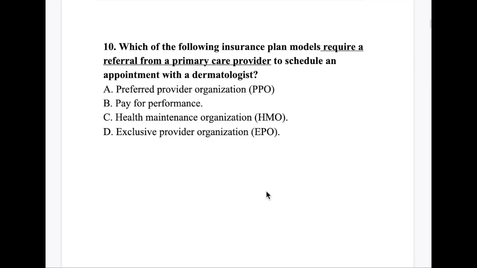Which of the following insurance plan models require a referral from a primary care provider to schedule an appointment with a dermatologist? The options are Preferred Provider Organization (PPO), Pay for Performance, Health Maintenance Organization (HMO), Exclusive Provider Organization (EPO).